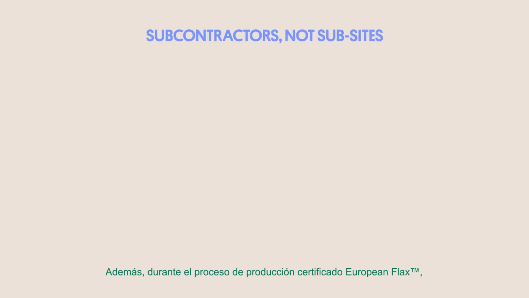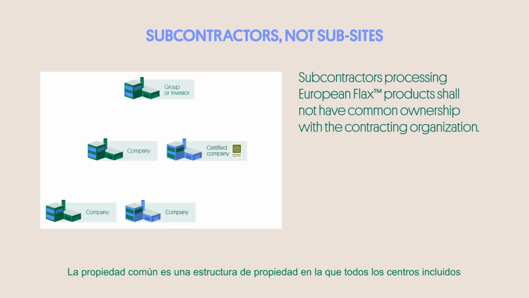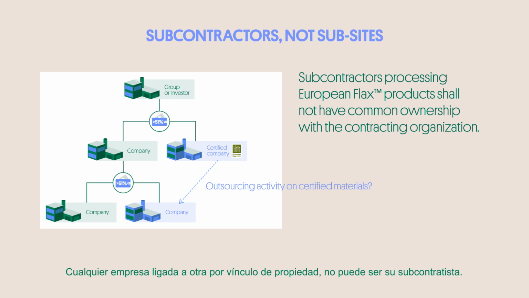Another thing that subcontractors cannot be in a European Flax certified process is related to the contracting organization. Common ownership is an ownership structure where all sites under the scope of the European Flax certificate are owned by the same organization. Ownership means at least 51% of ownership interest over the sites. Any company with a common ownership link with your own cannot be your subcontractor.